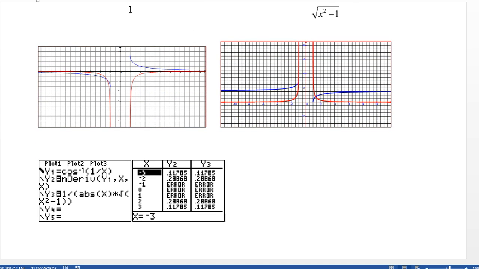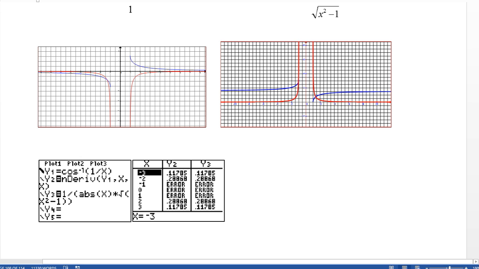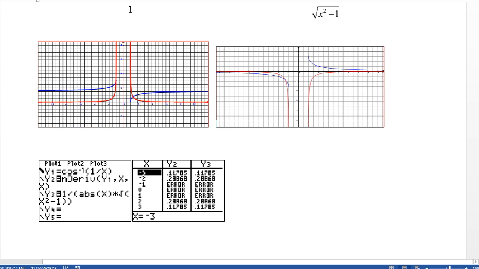And that is, did these graphs get out of whack? Yeah. This graph actually goes here.